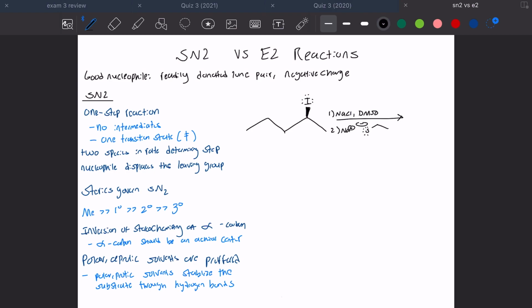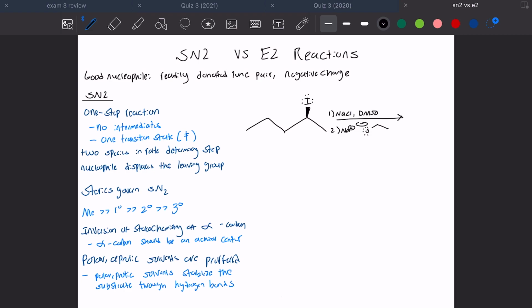Methyl groups are very favored for SN2, but the more substituted your alpha carbon becomes, the slower your reaction will occur, and it may favor other reactions instead. Tertiary is going to be the worst and slowest because you have the most sterics. Your alpha carbon will be very sterically hindered and make it very hard for your nucleophile to come in and displace the leaving group. So tertiary is really not preferred for SN2.